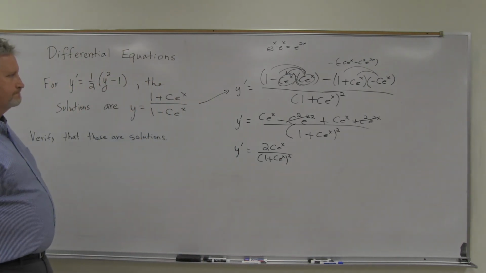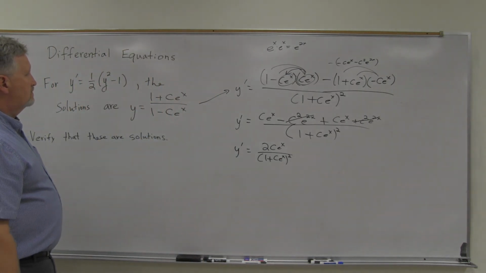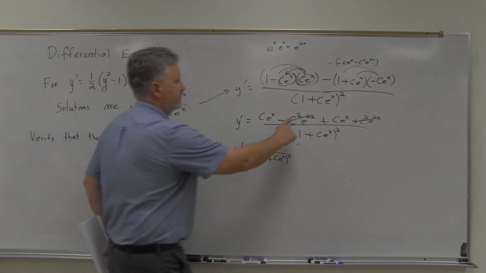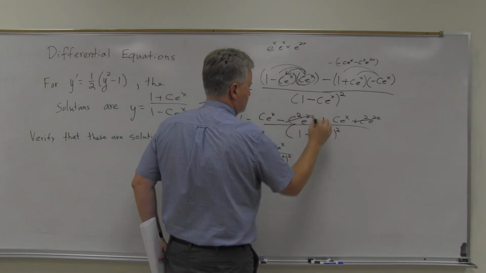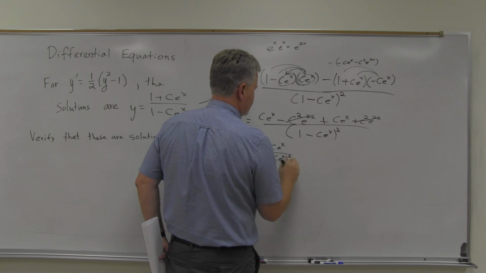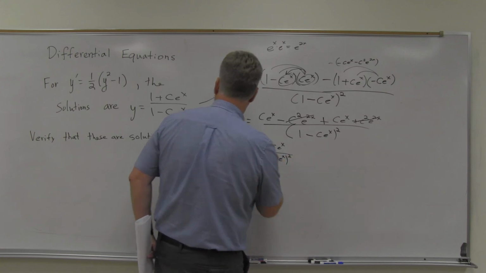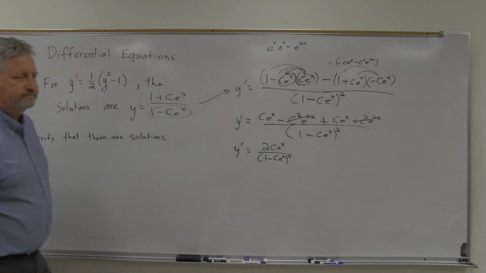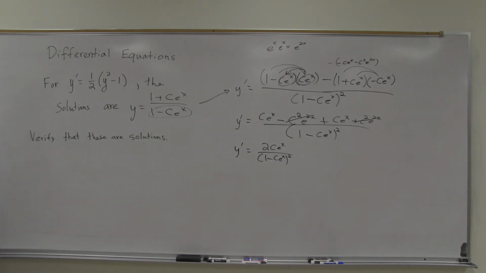Question? Minus on the bottom. Oh yeah, thank you. 1 minus c e to the x, yeah, because it's low squared. Low squared, yeah, thank you. Just checking. Okay.